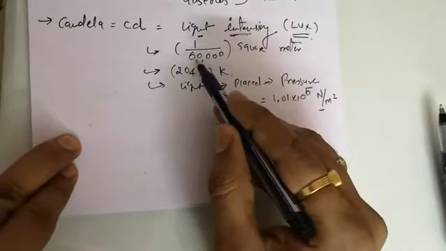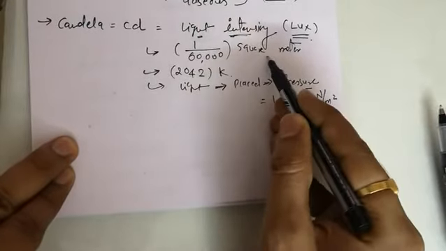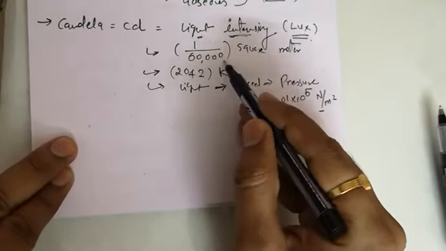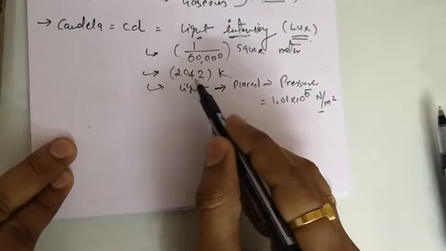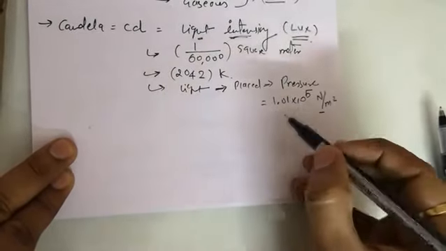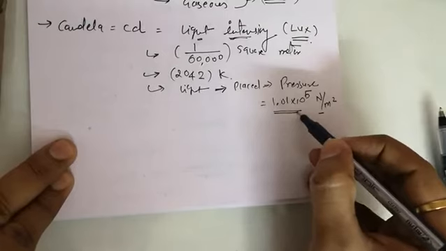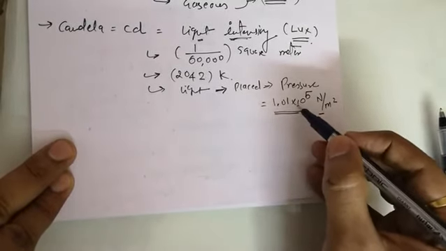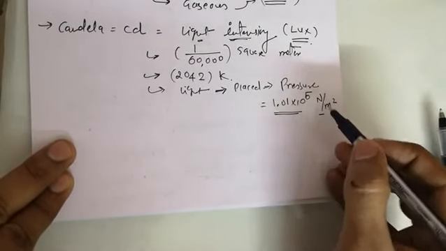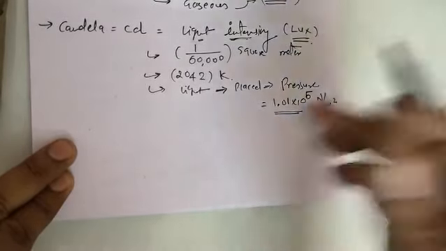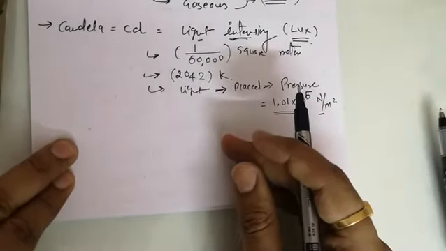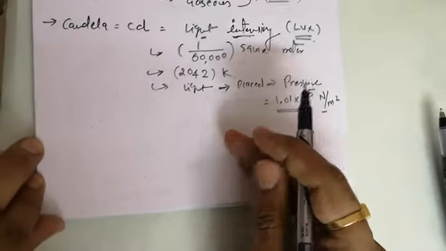So if my area is this much square meter, 1 divided by 60,000, its temperature is 2042 Kelvin, and it has been placed at a pressure of 1.01 times 10 to the power 5 Newton per meter square, then whatever amount of light it is producing is called lux or candela.